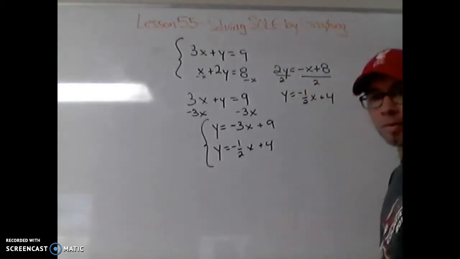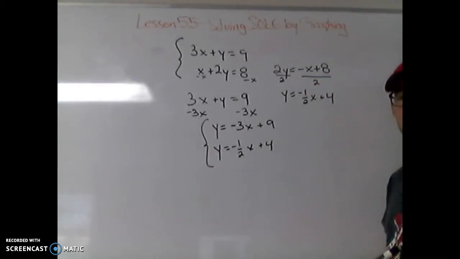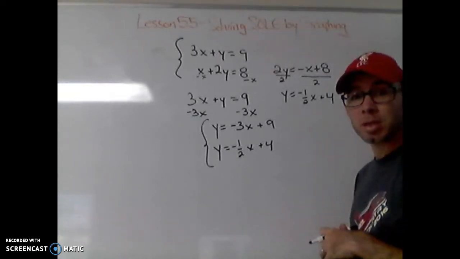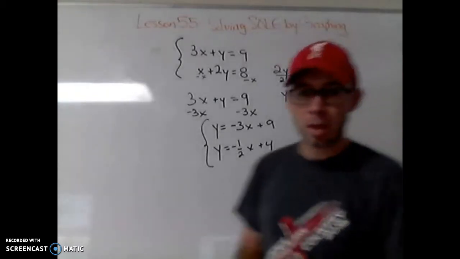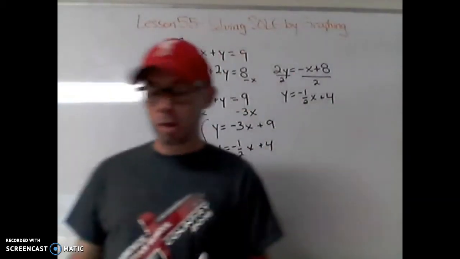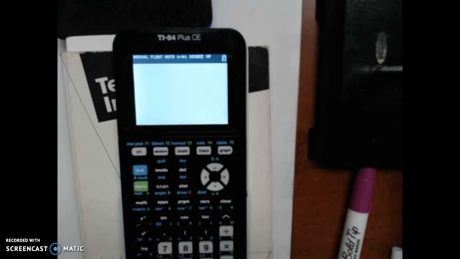And now basically what we've got are two graphable equations that we can go check on, and we're looking for the intersection of those two. So let me switch cameras. I'll go over to the other thing really quickly and show you what it looks like on my graphing calculator.